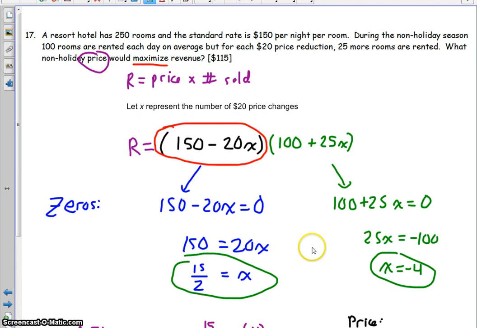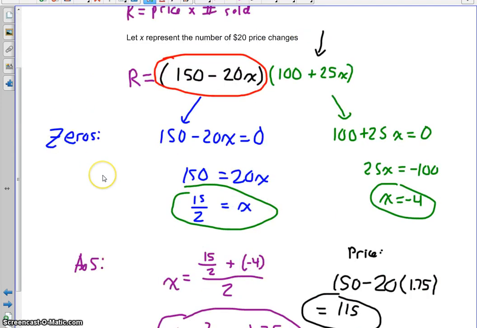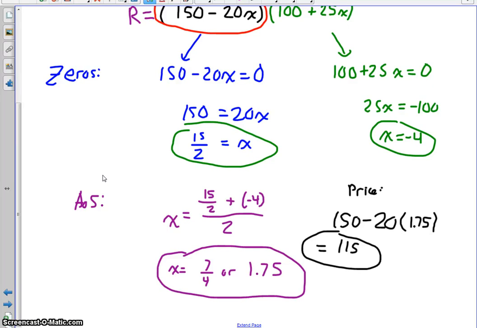Always be wary of what part of the equation you're looking to solve for. This one asks us for a price. If it asks us for the number of rooms rented, we'd have to use this part of the equation over here, the number sold. If it asks us for the maximum revenue, we would put it into the entire equation and solve for R. So always look at what you're being asked to solve for.